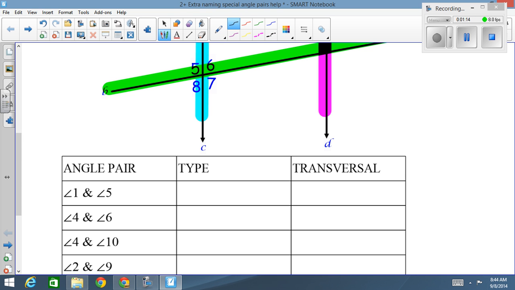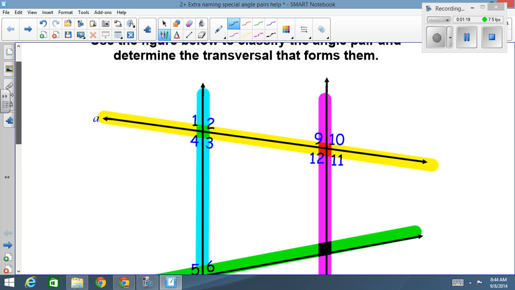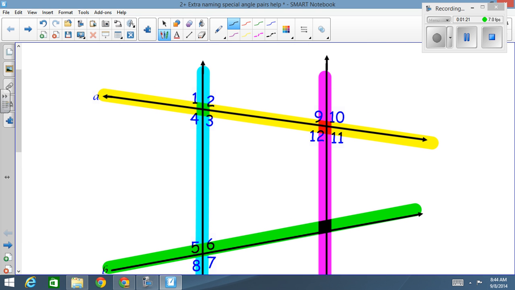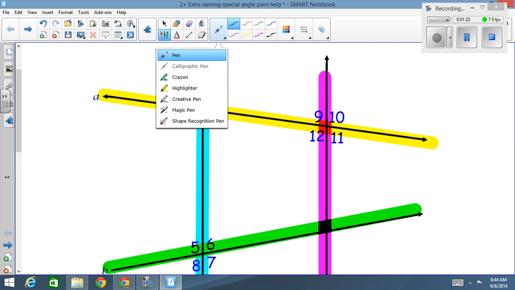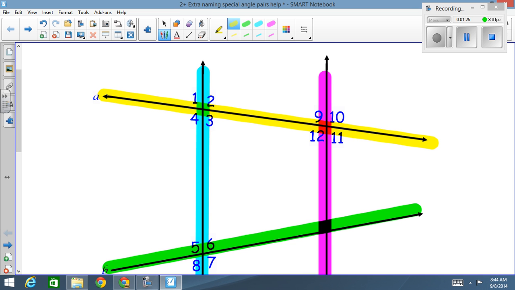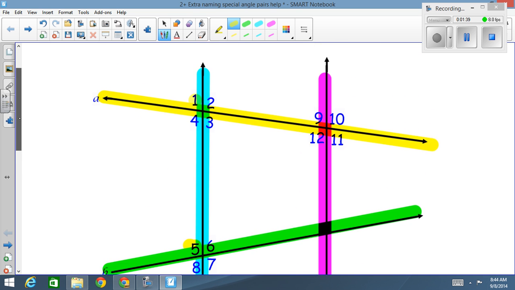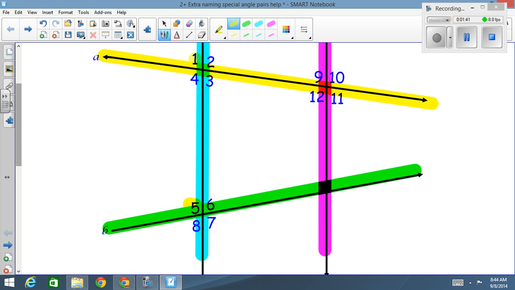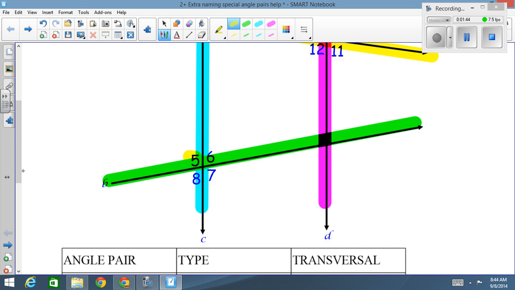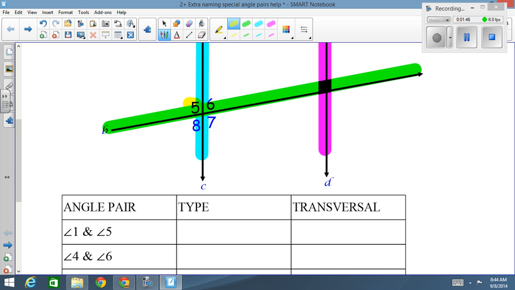The question says, angles 1 and 5. What type of angle pairs are those, and what is the transversal that makes angles 1 and 5? So here's angle 1. Here's angle 5 down here. Okay? The transversal, first of all, that both of these angles lie on is transversal C. It's the blue line. They both lie on the blue line. So that's a quick one. The transversal is line C.